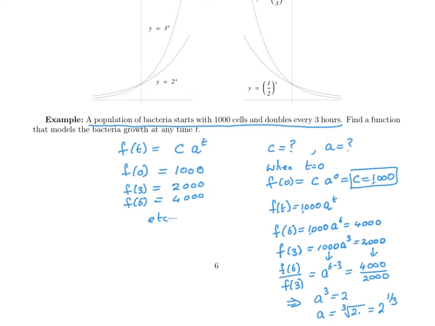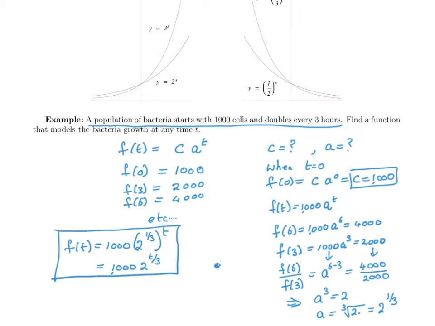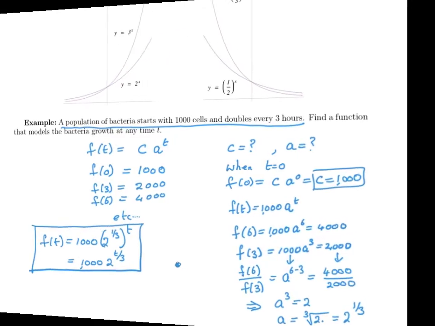Let's plug that back into our function. We get f of t is c, which is 1,000, times a, which is 2 to the 1 over 3, to the power of t. And of course I can multiply those powers, and I get 1,000 times 2 to the t over 3. So that's my exponential model for the growth of the population of bacteria here.